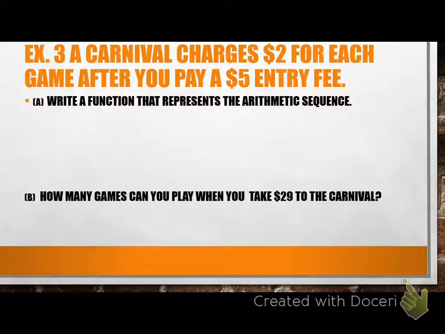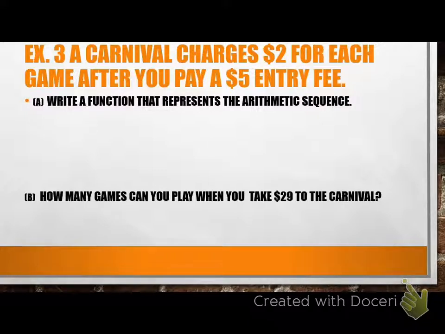Okay, keep in mind when you work word problems, they should look like the problems you've just been working on. Okay, so it says a carnival charges $2 for each game after you pay a $5 entry fee. Now, there are 2 pieces of information in this problem. We need to identify those 2 pieces of information because when we write an equation, we typically have 2 different variables and each variable represents something different.